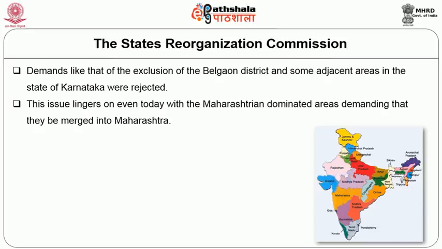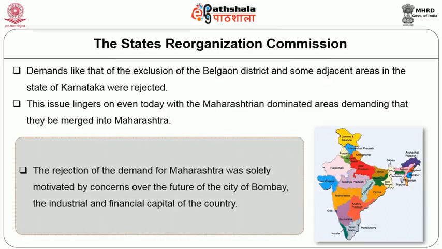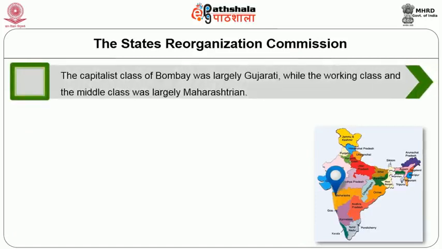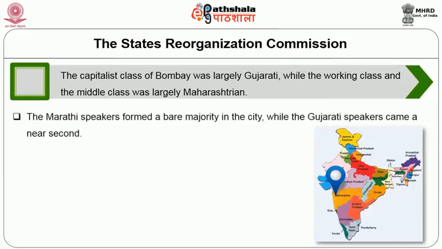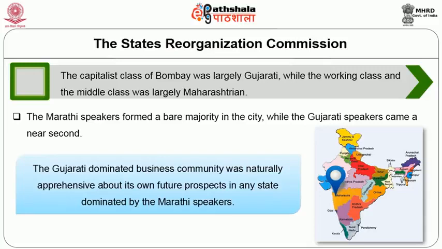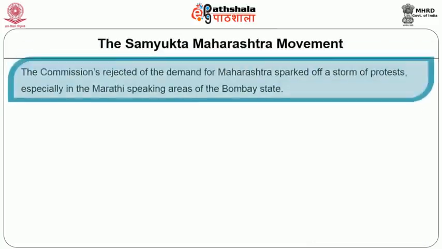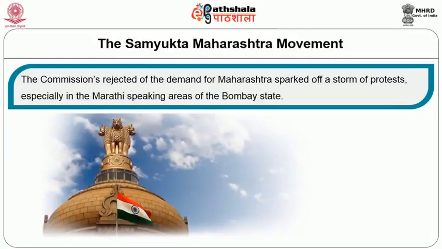The rejection of the demand for Maharashtra was solely motivated by concerns over the future of the city of Bombay, the industrial and financial capital of the country. The capitalist class of Bombay was largely Gujarati, while the working class and the middle class were largely Maharashtrian. So the Marathi speakers formed a bare majority in the city, while the Gujarati speakers came a near second. So that's why there was a problem in the case of Bombay. The commission rejected the demand for Maharashtra.